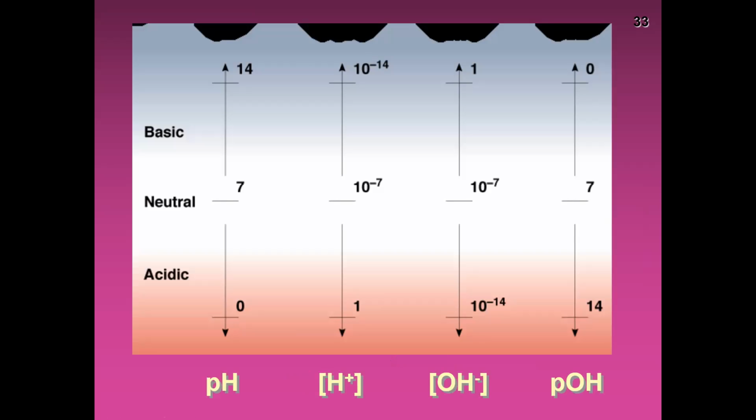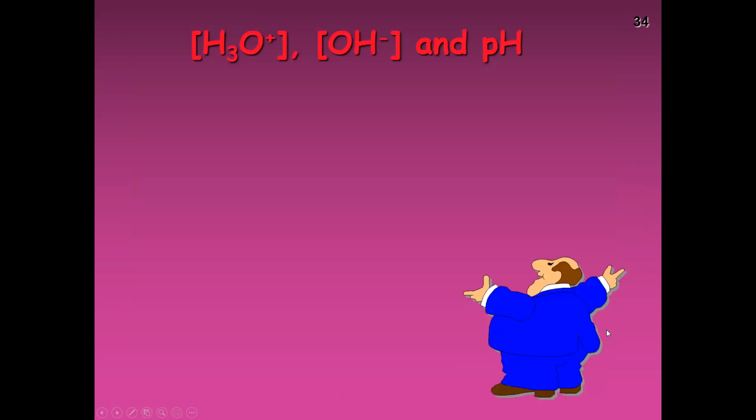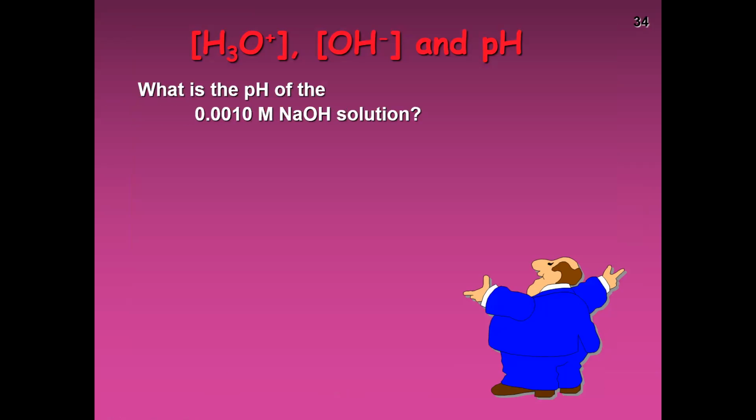Okay, so this is a diagram of what's going on. If your solution is basic, then your pOH is 0, so your pH is very high. If you're neutral, then everybody's 7. But if you're acidic, it's the opposite. Your pH is 0, but your pOH is 14. All right, so when you calculate these, it's useful to know that pH and pOH equal 14, and you can find any of these answers like that.